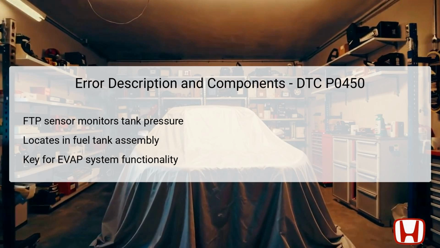If the FTP sensor fails or sends inaccurate readings, it may trigger this Diagnostic Trouble Code, DTC, and indicate an underlying issue within the fuel management system that requires attention. It is essential to accurately diagnose the problem to uphold both vehicle performance and environmental standards.